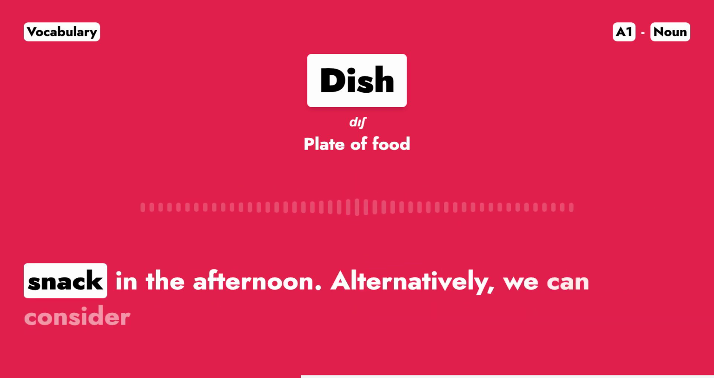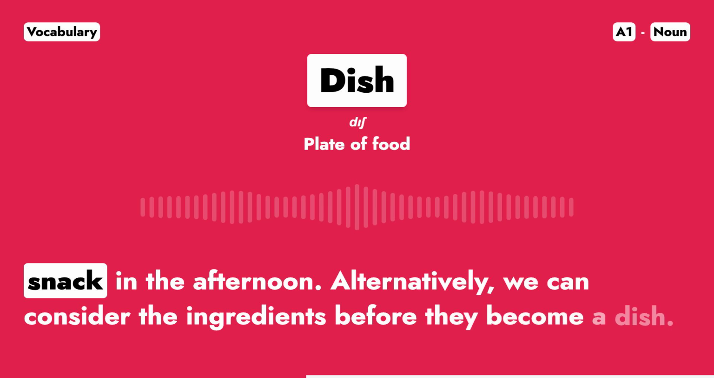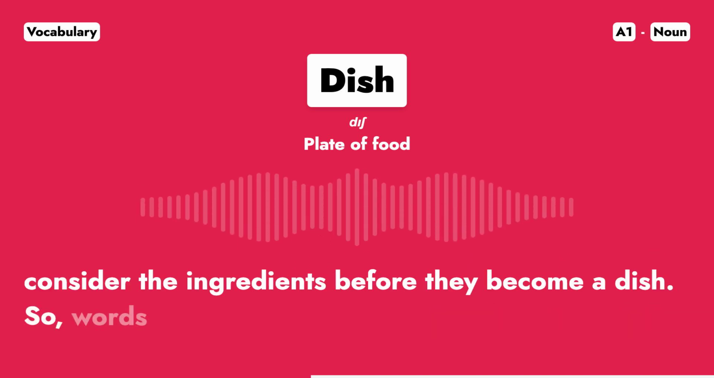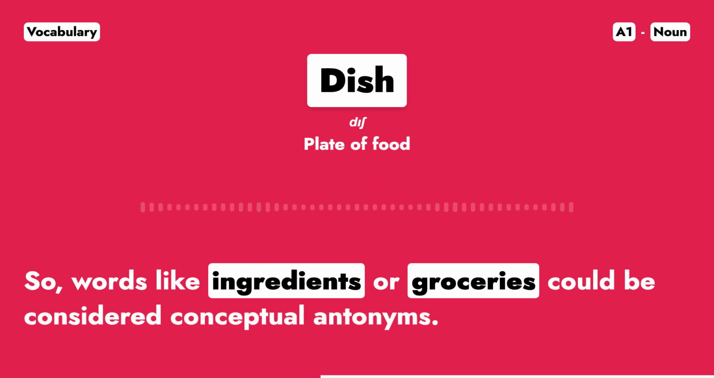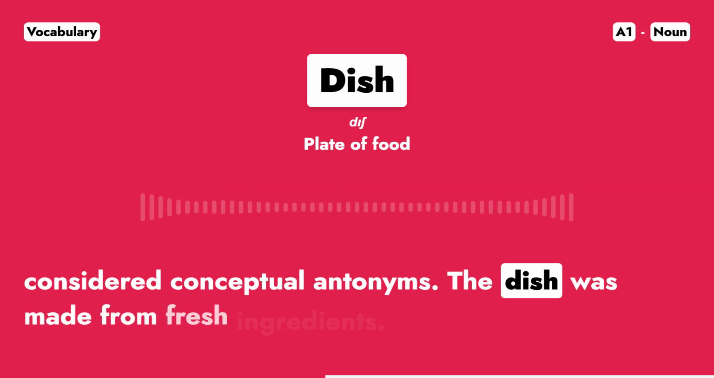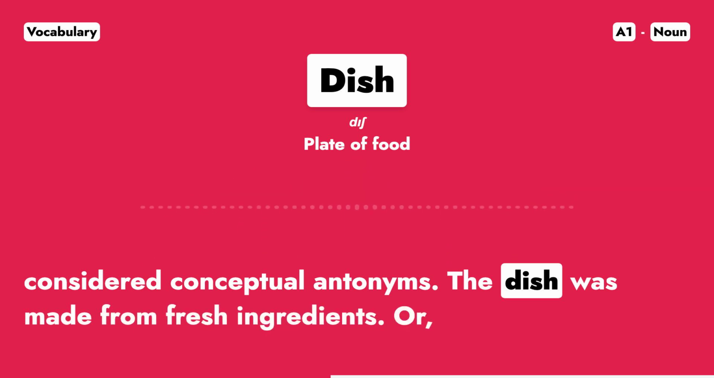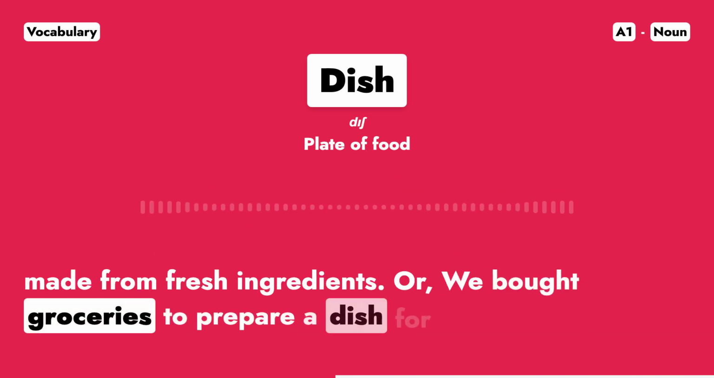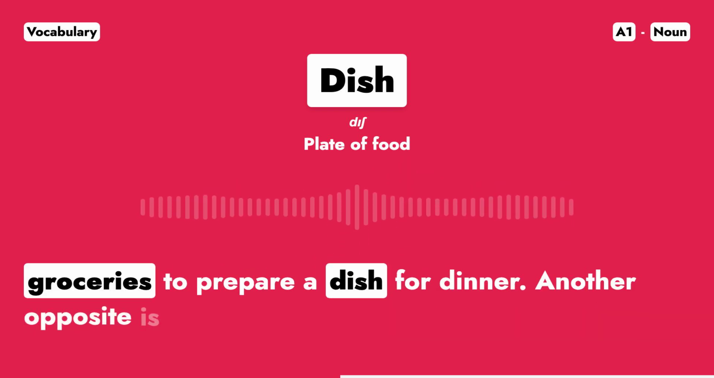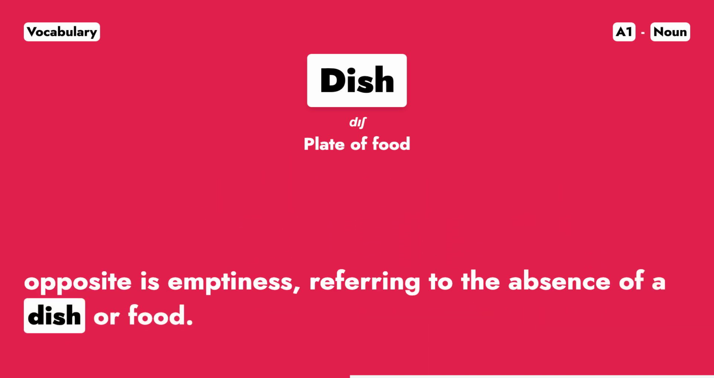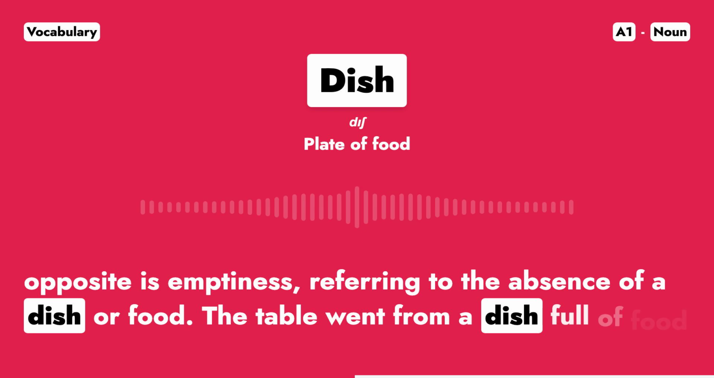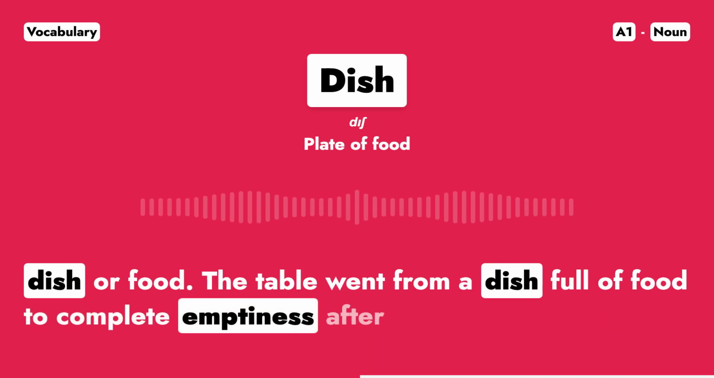Alternatively, we can consider the ingredients before they become a dish. So, words like ingredients or groceries could be considered conceptual antonyms. The dish was made from fresh ingredients. Or, we bought groceries to prepare a dish for dinner. Another opposite is emptiness, referring to the absence of a dish or food. The table went from a dish full of food to complete emptiness after dinner.